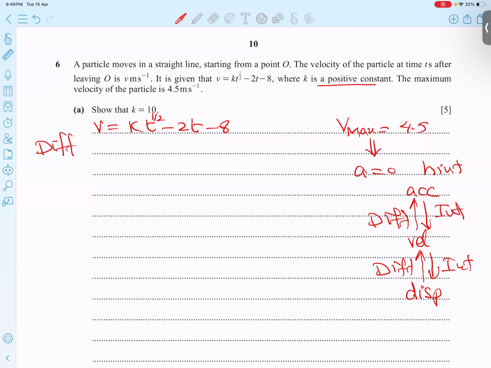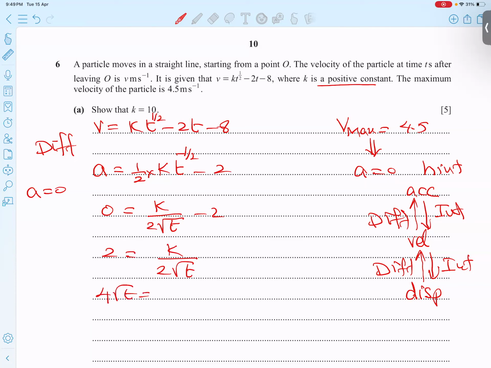So if I differentiate, students, I get acceleration. This half will come down according to the power rule. So half times 2k, and from power 1 less, I get negative half, and this negative 2 will become 2. So I will plug in acceleration equal to 0. 0 is equal to k over 2 root of t, minus 2. I bring 2 to this end. I get 2 equal to k over 2 root of t. Cross multiply: 4 root of t is equal to k. Squaring both sides, I get 16t equal to k to power 2. And time becomes k to power 2 by 16.